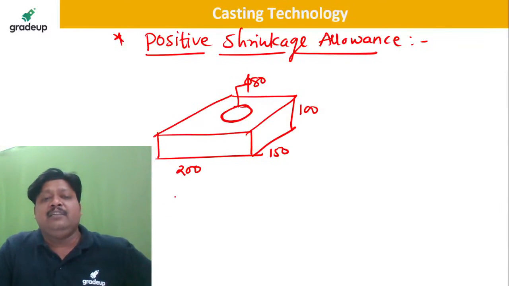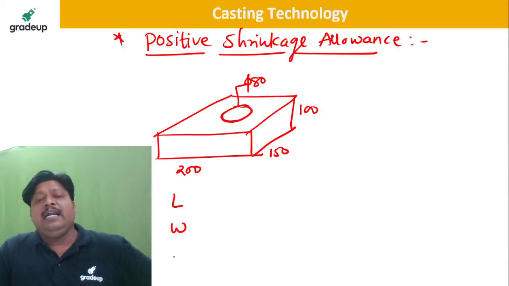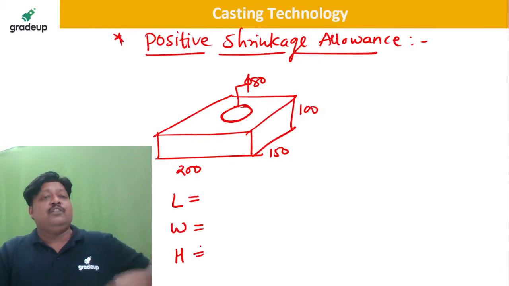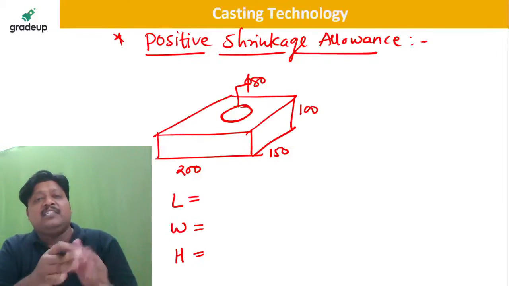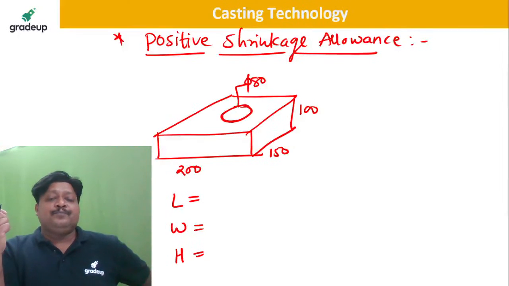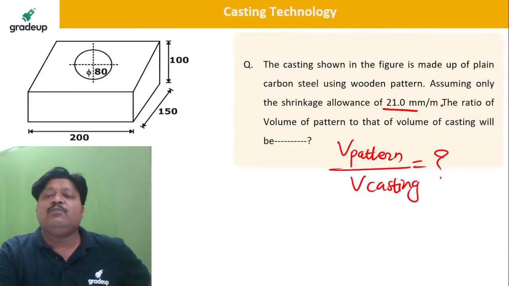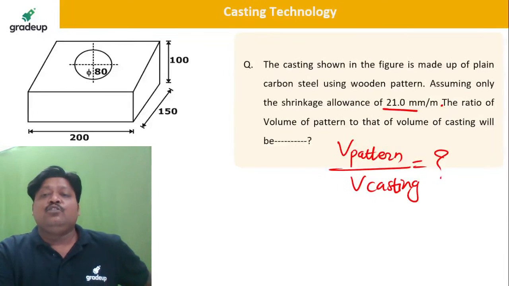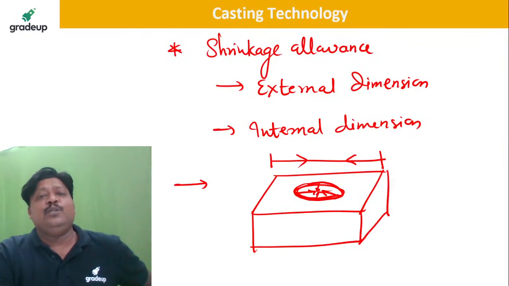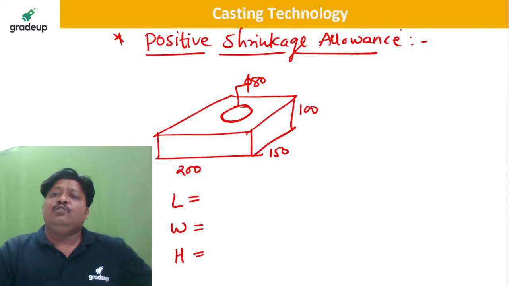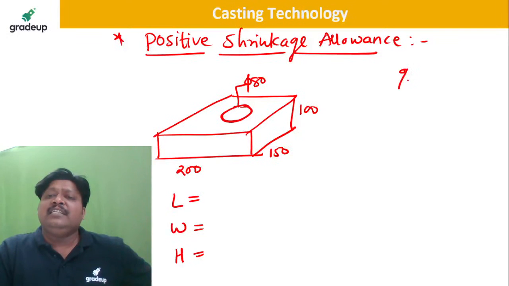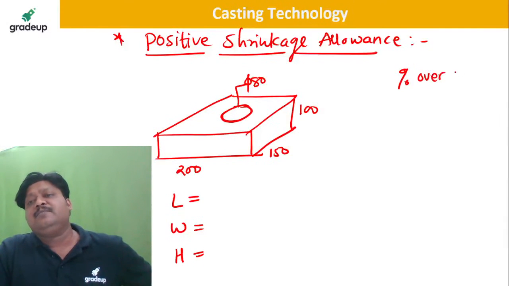Length will be how much? Tell me. I will write separately for length, then separately for width, and separately for the height. Tell me how much is the length after provision of shrinkage allowance, because they are going to contract, and that is why to compensate that contraction we have to provide the shrinkage allowance. How much shrinkage allowance are they showing? 21 mm per meter. So for every 1 meter we are going to provide 21 millimeters as a shrinkage allowance. Of course, you can also provide the shrinkage allowance in terms of percentage over dimensions.